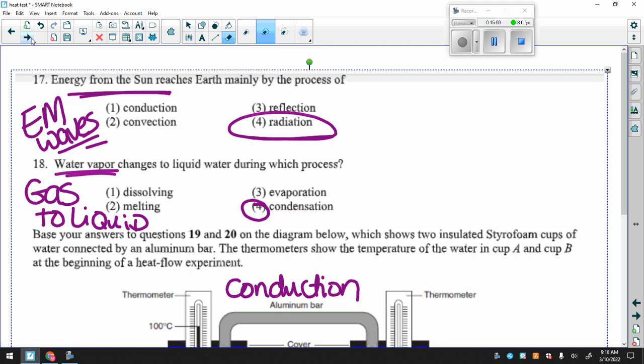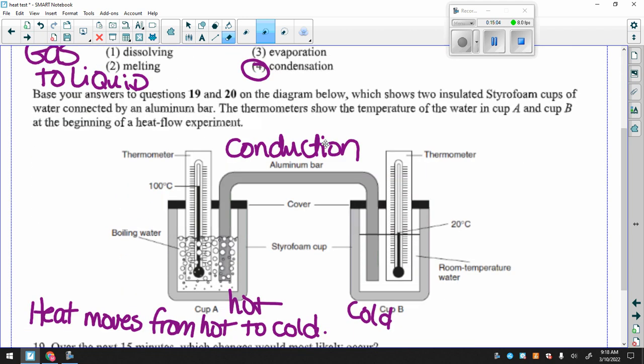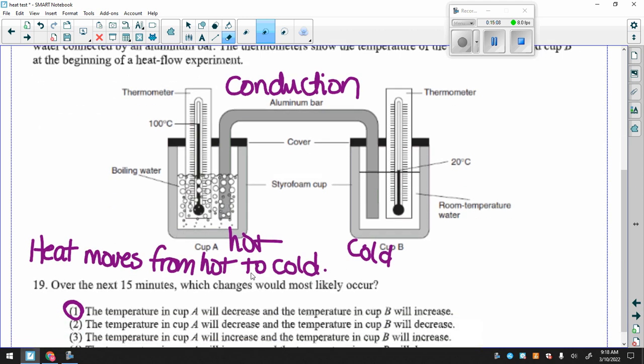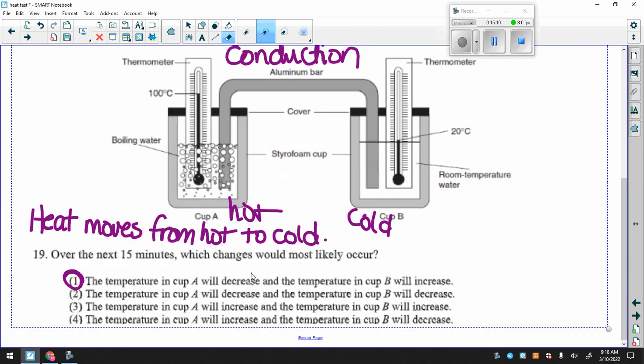Number 19. The aluminum bar is a metal. Metals are good conductors. Heat moves from hot to cold. Over the next 15 minutes, what's going to happen? Temperature of A will decrease, B will increase because heat moves from hot to cold.